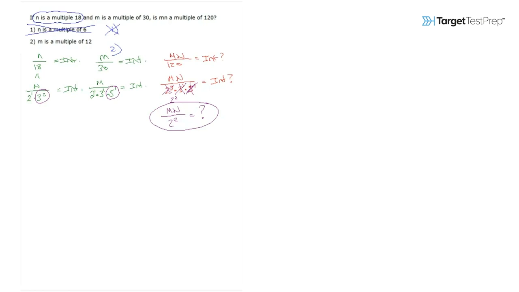Statement 2 says m is a multiple of 12. Now let's go back to what I mentioned when we simplified the question. We said, what do we really want to know at this point? We need to know if m times n is divisible by 4. Well, if m is a multiple of 12, that means m can be things like 12, 24, 36, etc. All of those are multiples of 4 because 12 is a multiple of 4. So we know that statement 2 is also enough information to answer the question. So statement 2 is sufficient, and the answer here is B.